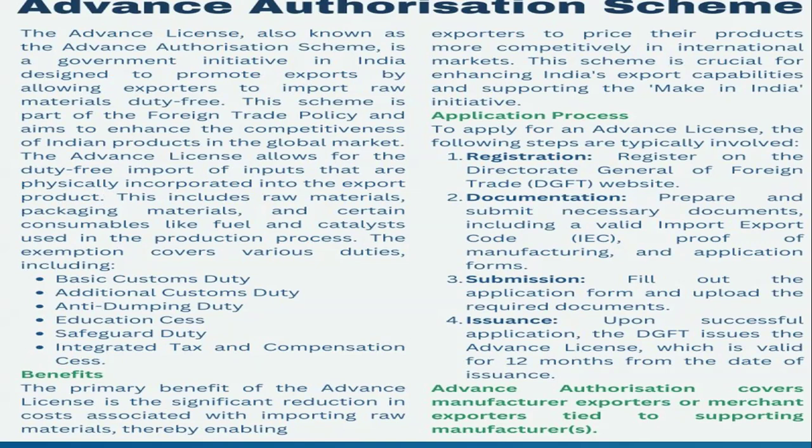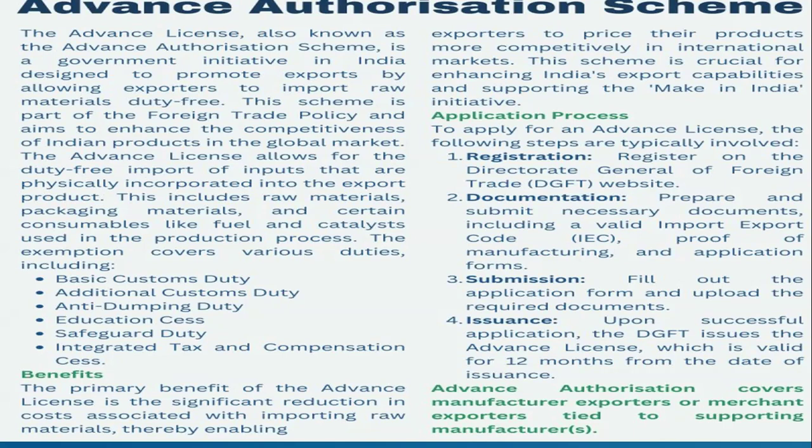When you select the advanced authorization scheme and mention the HSN code, the customs duty will be free. At this stage, the advanced license number needs to be mentioned in the bill of entry, along with the type of goods and all the details, such as how much goods are being imported.